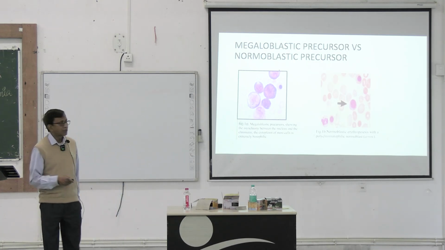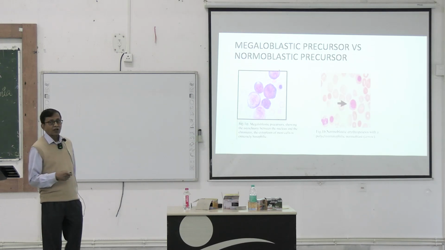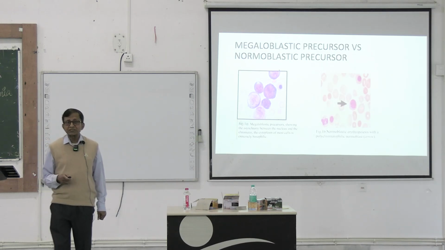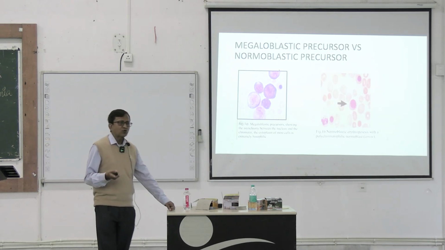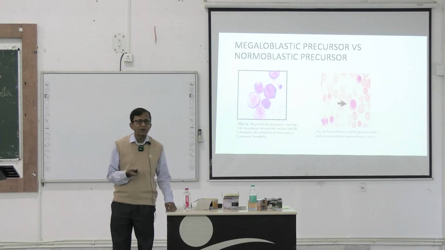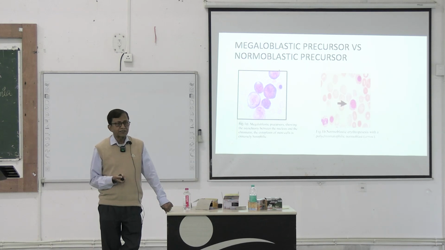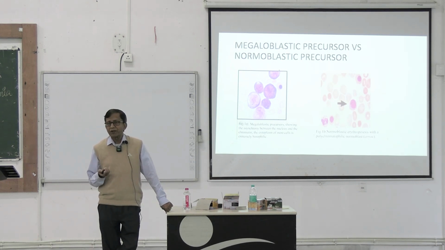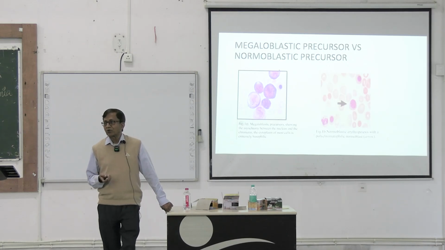Apart from that, we can do bone marrow. Bone marrow examination in iron deficiency is not a must. You can do an iron profile from peripheral blood: serum iron, ferritin, total iron binding capacity, etc. But in megaloblastic anemia, it's an indication for doing bone marrow.